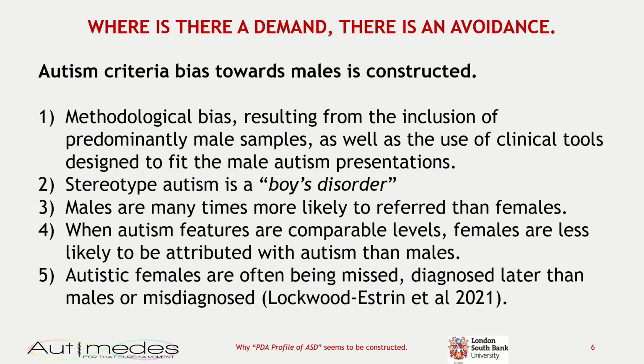This is from a recent systematic review looking at barriers to diagnosing autistic females. There's a methodological bias resulting from the inclusion of predominantly male samples, as well as the use of clinical tools designed to fit male autism presentations. The stereotype is that autism is a boy's disorder, and we know that clinician bias is a barrier to diagnosing autistic females. Males are many more times more likely to be referred than females, and when autism features are at comparable levels, females are less likely to be attributed with autism than males.